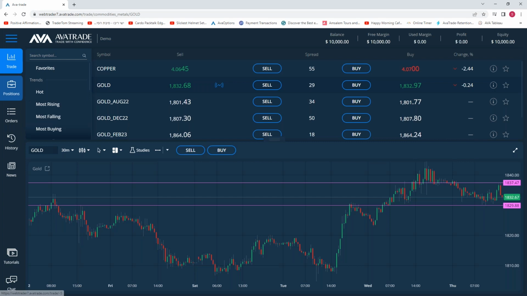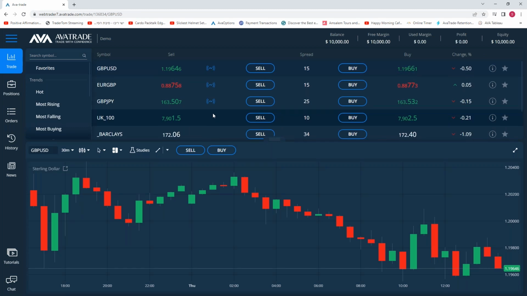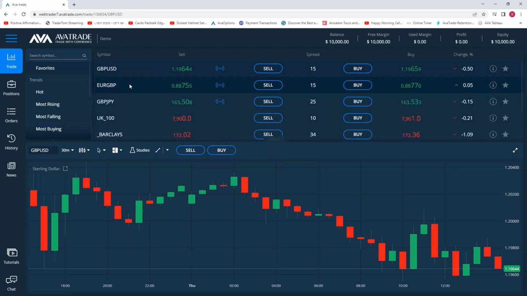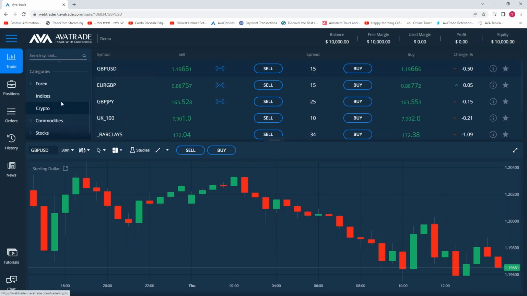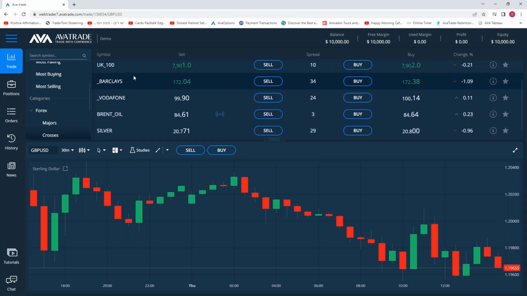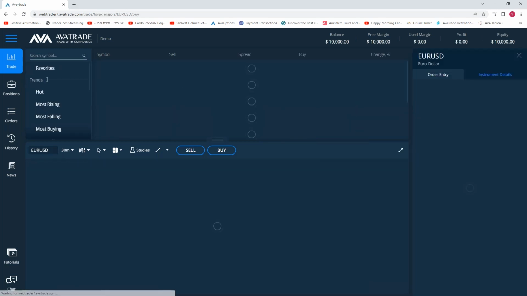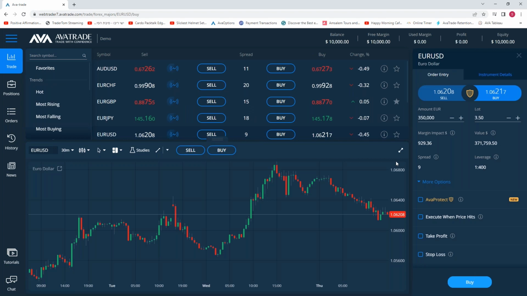Now again, AvaProtect works as of now on Forex, gold, and silver. So, maybe again for the easy calculation, we can use Euro USD, and we're going to try to see how AvaProtect works. Let's say you were to trade one lot, which is 100,000 units.